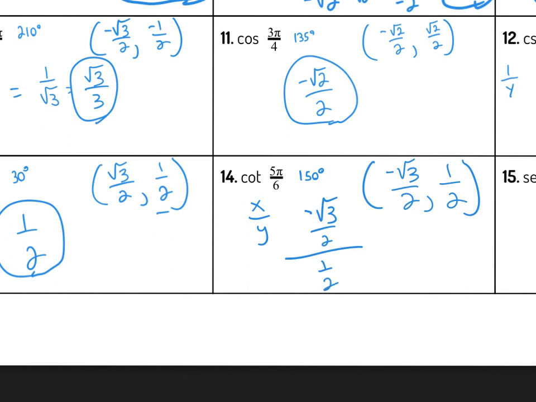Since both of our denominators are 2, they will cancel out, and we're just left with negative square root of 3. Finally, one we didn't have to rationalize. The next one is not one of those.